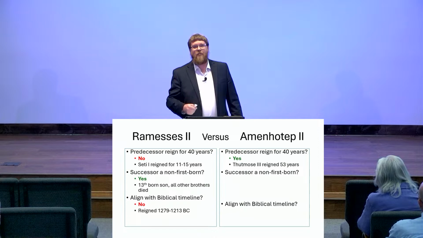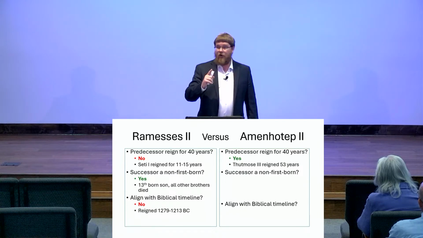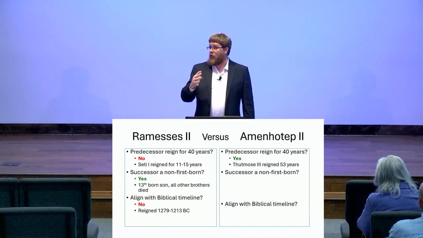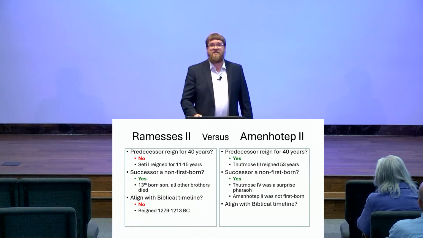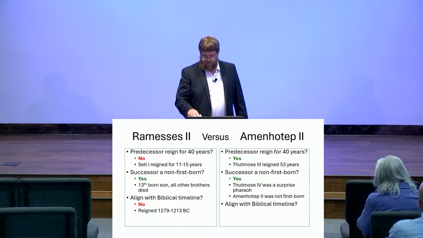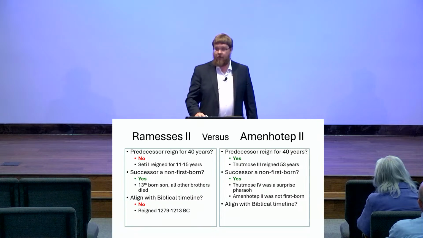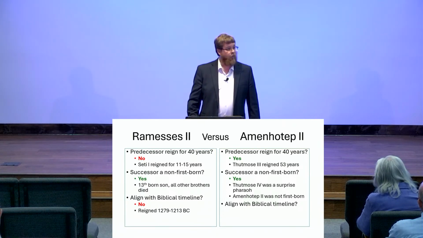So then look at Amenhotep II. Does his predecessor reign for 40 years? Yes. The guy before Amenhotep II was one of the longest reigning pharaohs of Egyptian history. Was the successor a non-firstborn? Yes. Thutmose IV was a surprise pharaoh, and in fact, Amenhotep II was not a firstborn.